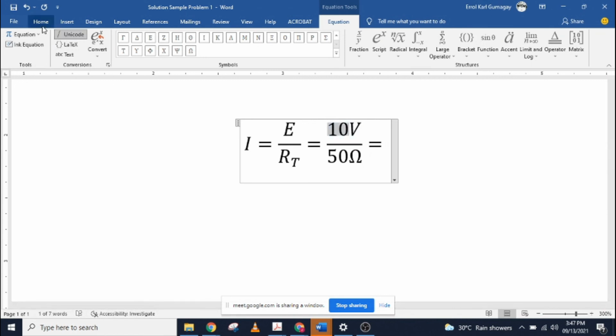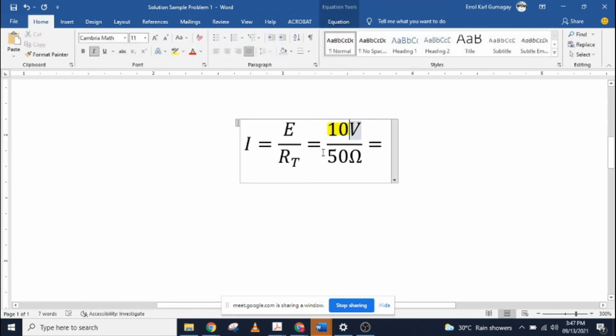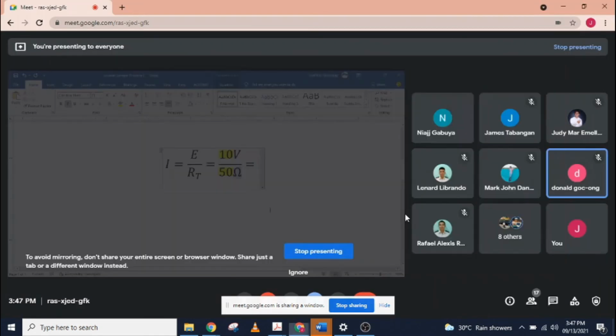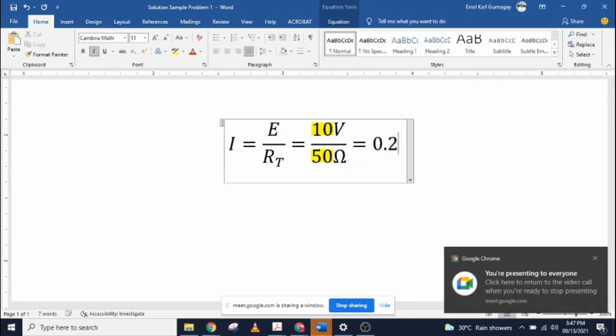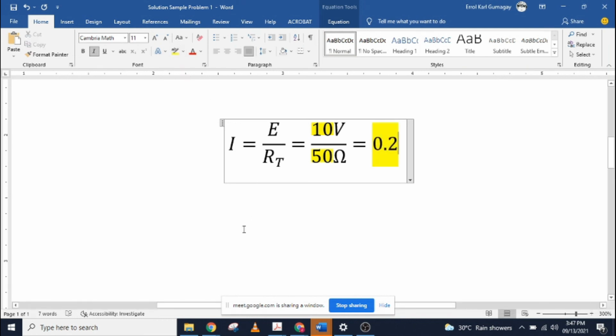0.2. 10 divided by 50 is 0.2, sir. Okay. The answer class is actually 0.2. That's 10 divided by 50.